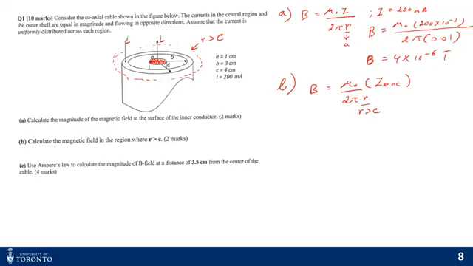So now what's my I enclosed? My I enclosed is the current I going upwards and the current I going downwards, because I'm enclosing both the currents, and since the magnitudes are same and both the currents are flowing in opposite directions, therefore my net current will be 0. So what's my magnetic field for R greater than C? It's 0 Tesla.